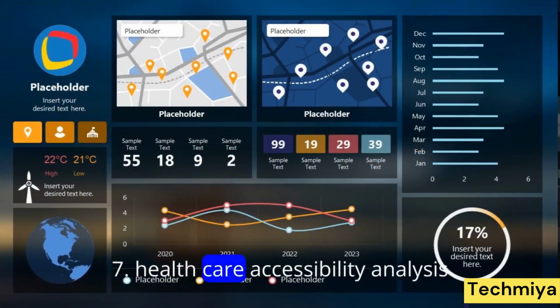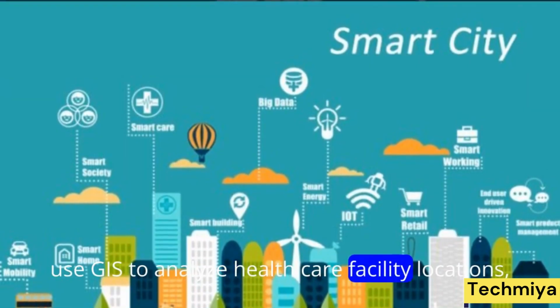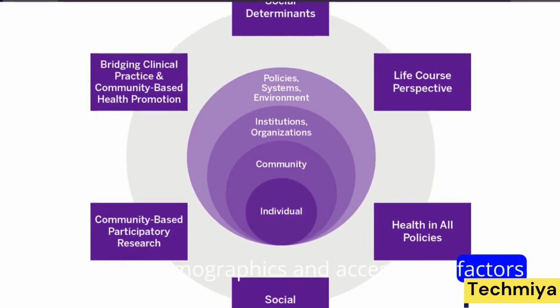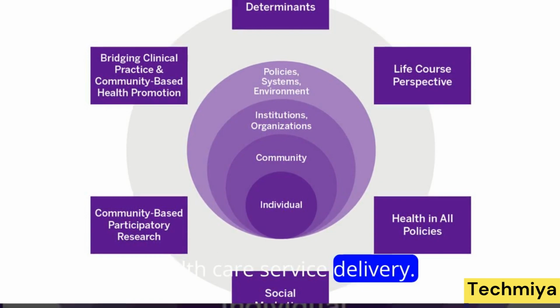7. Healthcare Accessibility Analysis. Use GIS to analyze healthcare facility locations, population demographics, and accessibility factors to identify underserved areas and improve healthcare service delivery.